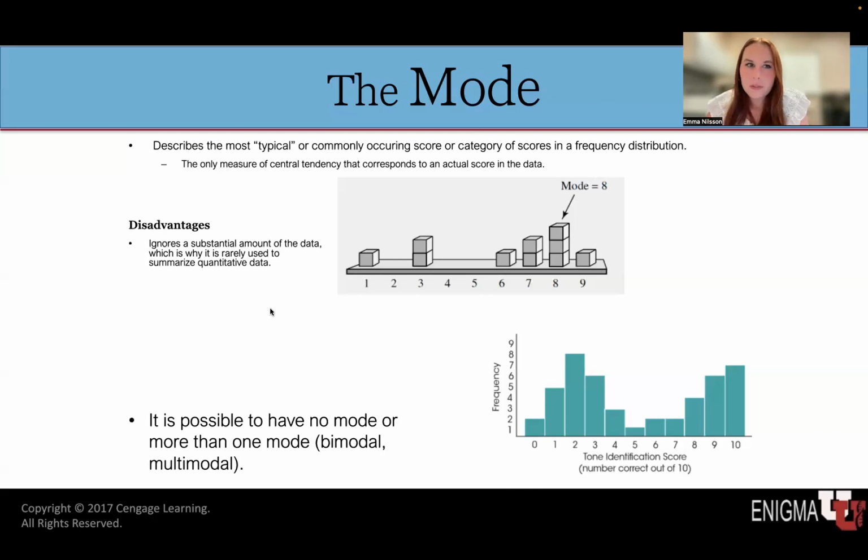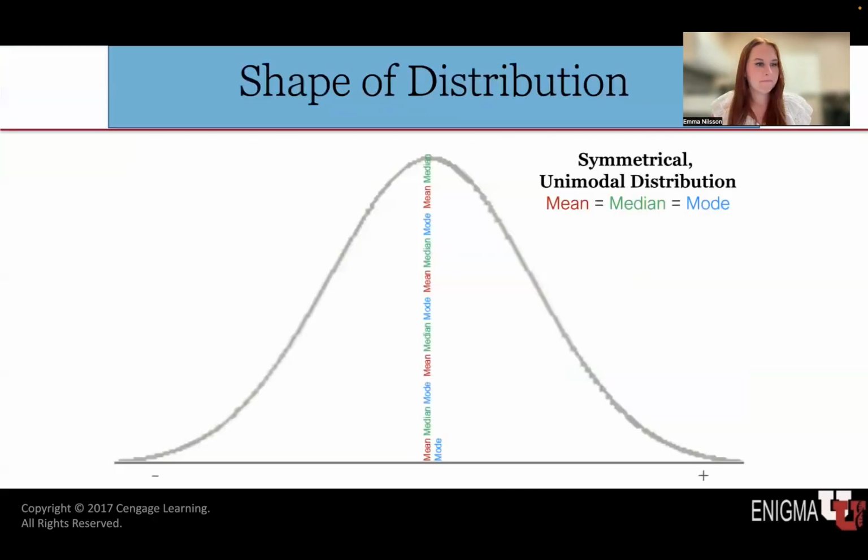The disadvantages of the mode are that it honestly ignores a huge part of the data, which is why we don't really use it when we're summarizing quantitative data. We use it in very specific situations, which we'll talk about later. Another note is it's possible to have no mode if all of your values are the same, or more than one mode, either a bimodal or multimodal distribution.